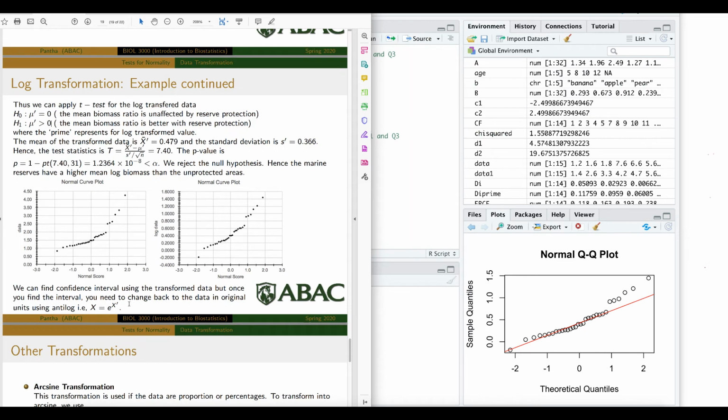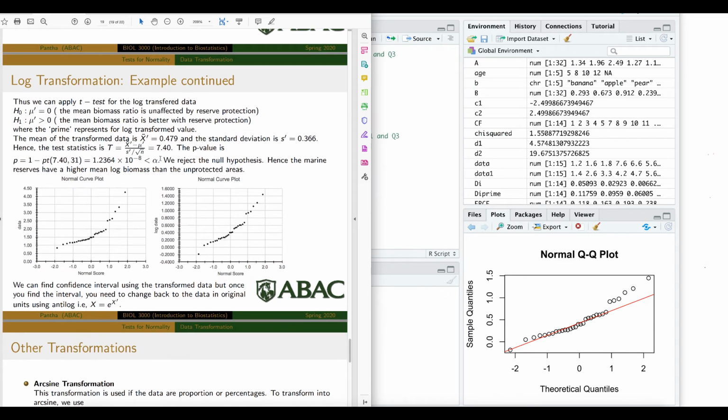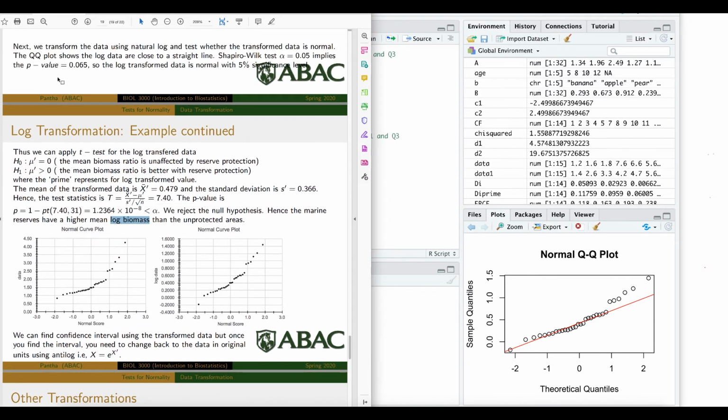What we got here is p-value is less than alpha. So we reject the null hypothesis. Hence the marine reserve has a higher mean log biomass than the unprotected area. We are saying mean log biomass because we're taking the log of the data.